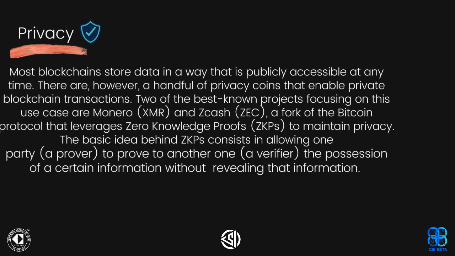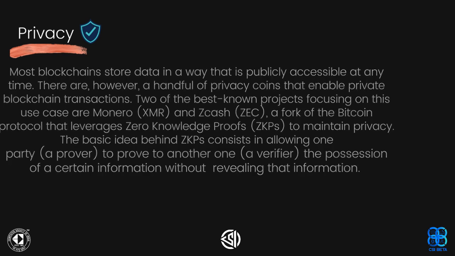And also privacy is something people always look for. Most blockchains store data in a way that is publicly accessible at any time. For example, there are some privacy coins that enable private blockchain transactions, such as Monero and Zcash. Zcash is actually a fork of Bitcoin, and these privacy coins all work on zero knowledge systems to maintain the privacy of the user.